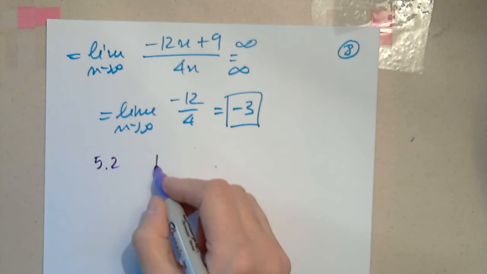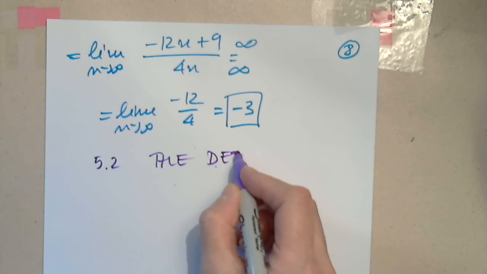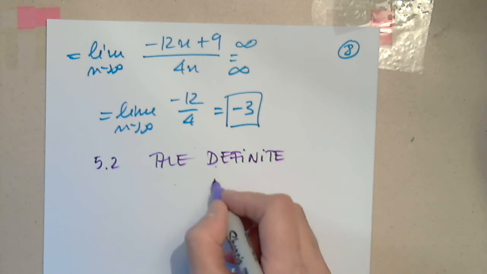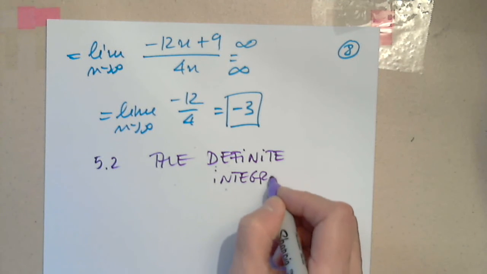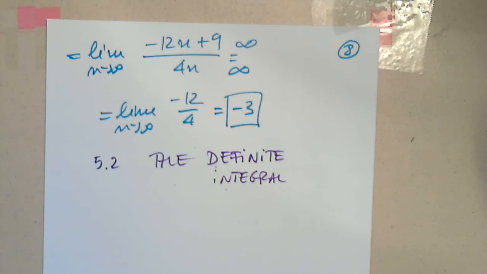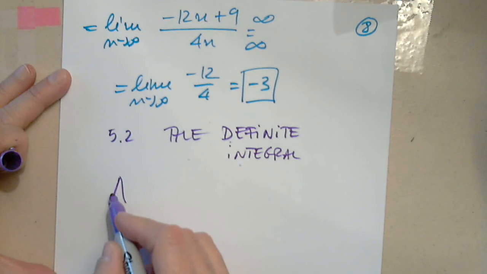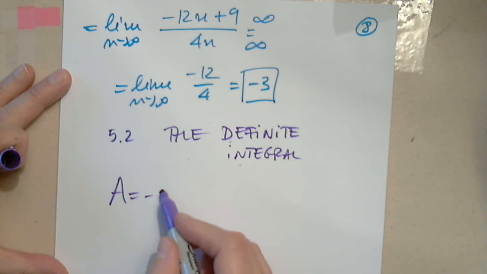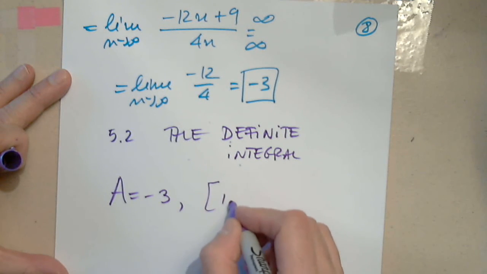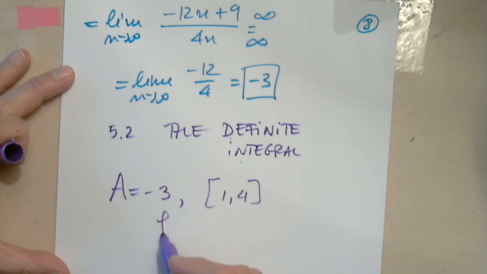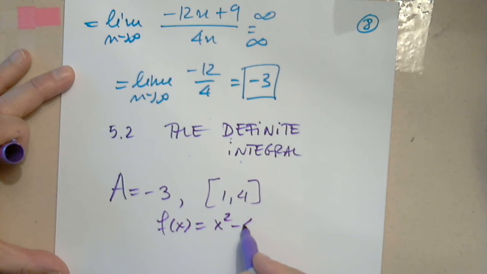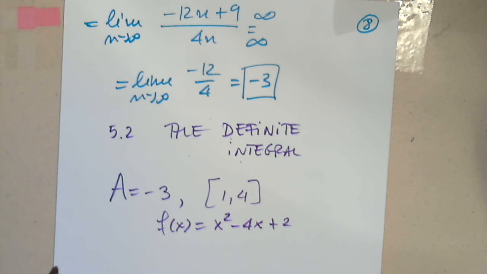So 5.2, the definite integral. And remember, the previous example was the area was negative 3 for the interval 1 comma 4, and the function x squared minus 4x plus 2, correct? I just entered it, just making sure. Yes, it is plus 2, correct.